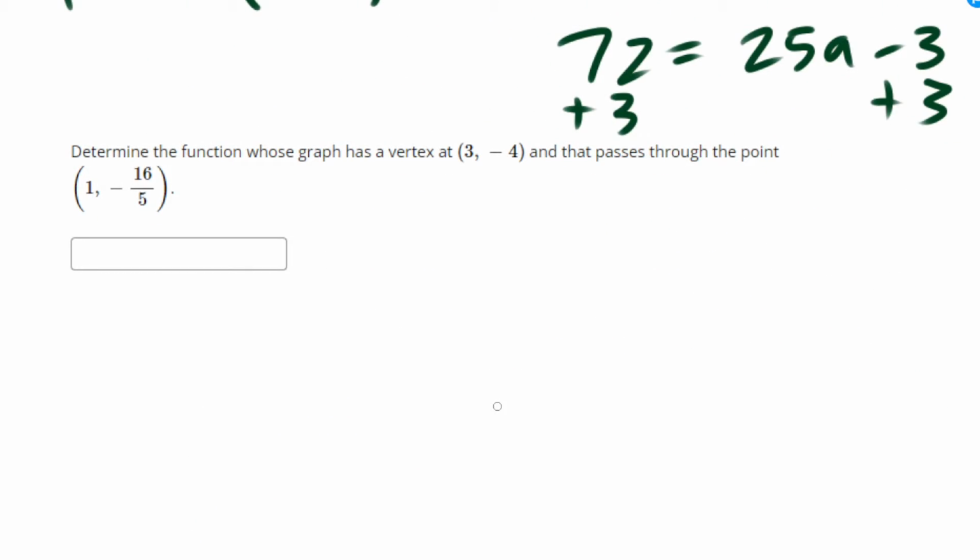Determine the function whose graph has a vertex at 3, -4, and that passes through the point 1, -16 over 5. Now, this one's scary just because it has a fraction, but it's going to be the same process.